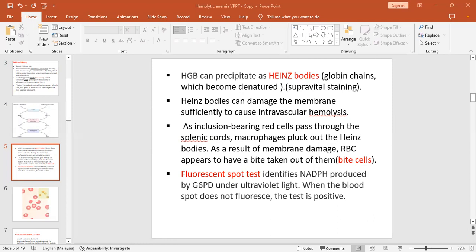A fluorescent spot test is used to identify G6PD deficiency. The fluorescent spot test identifies NADPH produced by G6PD under ultraviolet light. When the blood spot does not fluoresce, the test is positive.